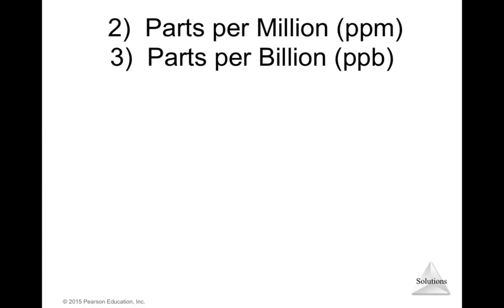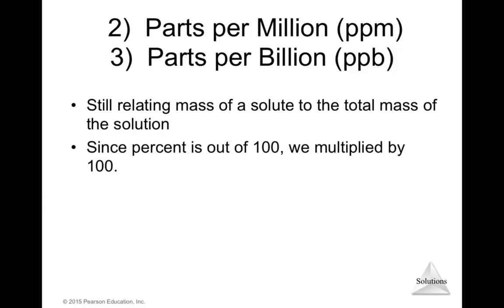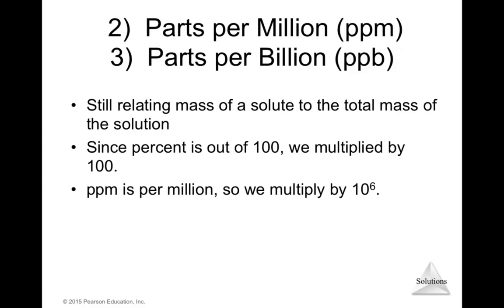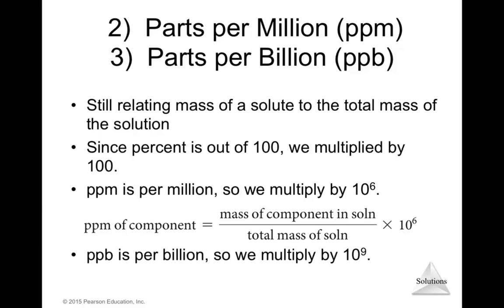The next units are parts per million, ppm, and parts per billion, ppb. Still relating the mass of the solute to the total mass of the solution. Since percent is out of 100, we multiply by 100. ppm is per million, so we multiply by 10 to the power of 6. ppm of a component is equal to the mass of the component in the solution divided by the total mass of the solution times 10 to the power of 6. ppb is per billion, so we multiply by 10 to the power of 9. So let's see the following examples.